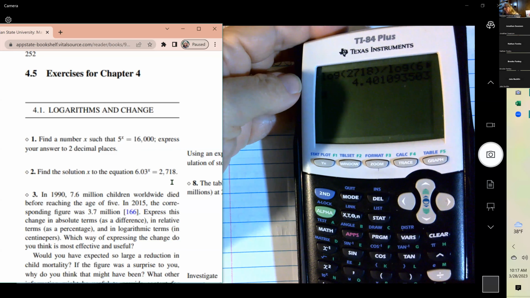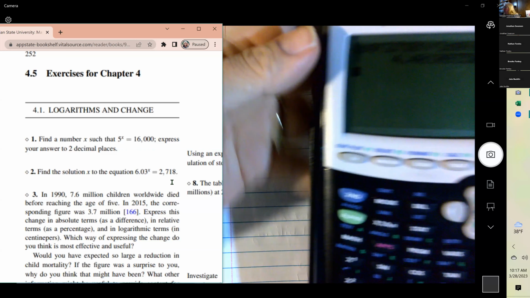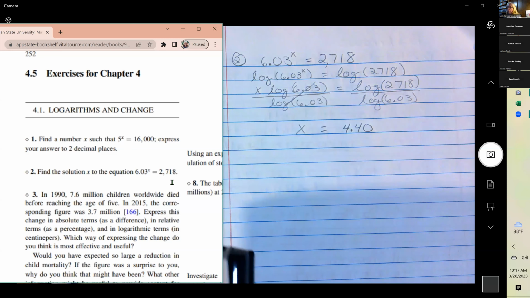If it is saying 2 decimal places, even when it's a 0, you need to show that, so I know you went 2 decimal places, not just 1 decimal place. Any questions on that one?